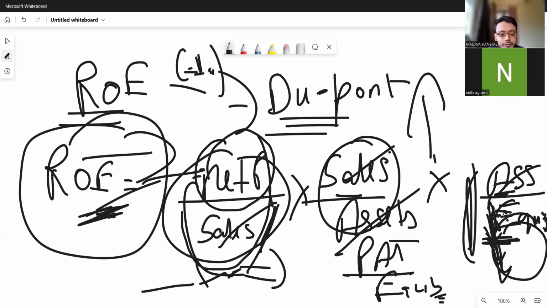Question from Nidhi: sir, if the profitability ratio and the asset turnover ratio is high in this ROE and the leverage ratio is low, is it a good sign then? Obviously, it's a good sign then. Okay.